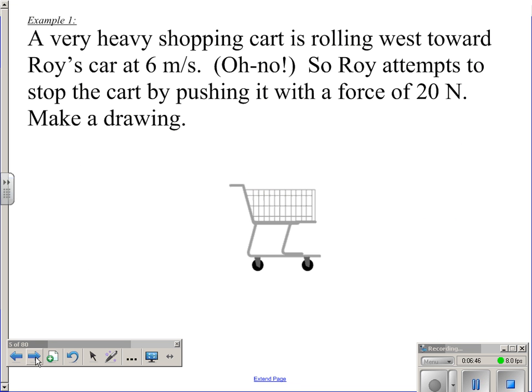What's going to happen is, because you're talking about objects in motion, there's 2 numbers that you're going to be concerned with. There's the velocity and the force. I'm going to try to always draw my velocities in blue and my forces in red. So here's an example of that. It says a very heavy shopping cart is rolling west towards Roy's car at 6 meters a second.